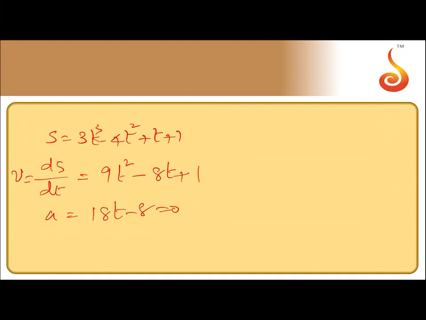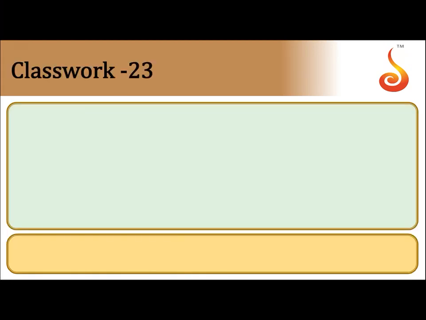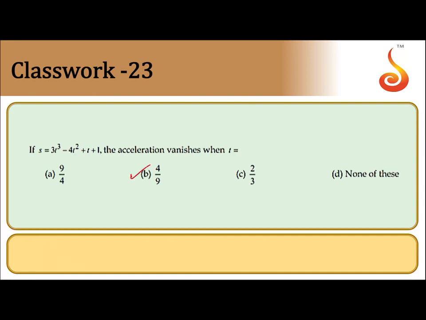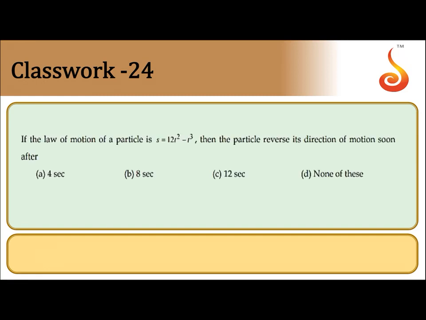So clearly you would like to calculate the time at which the acceleration is 0. That means t equals 8 by 18, and therefore we shall be getting 2 4s and 2 9s, so 4 by 9. So the answer is 4 by 9 seconds. Yes, correct. Coming to the next one.